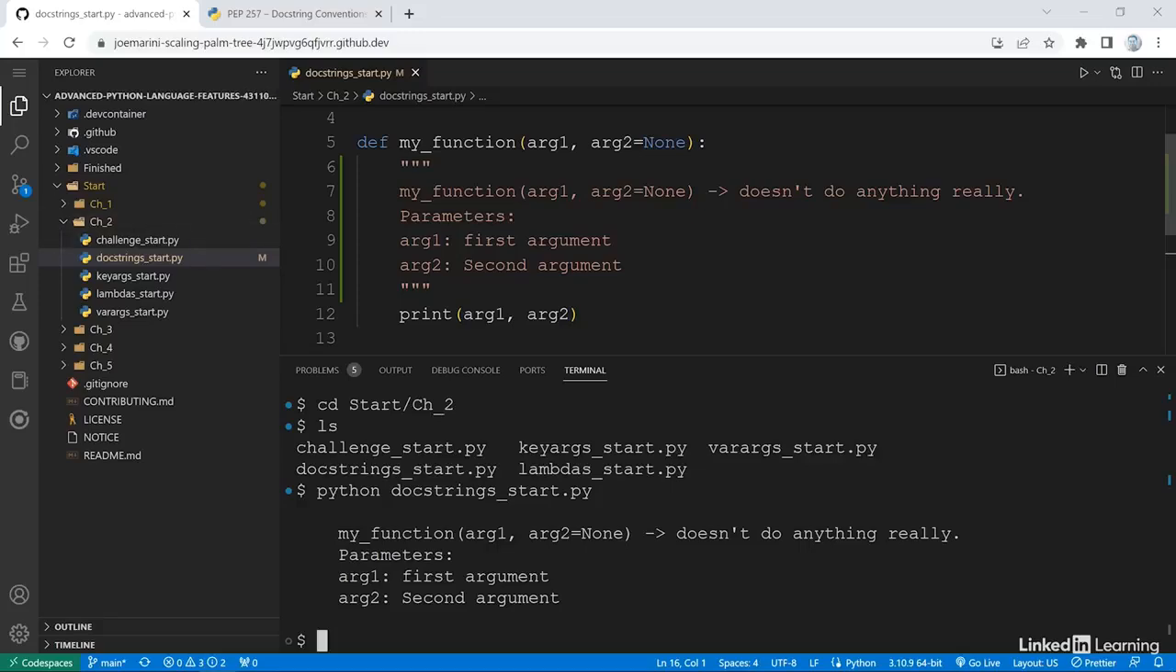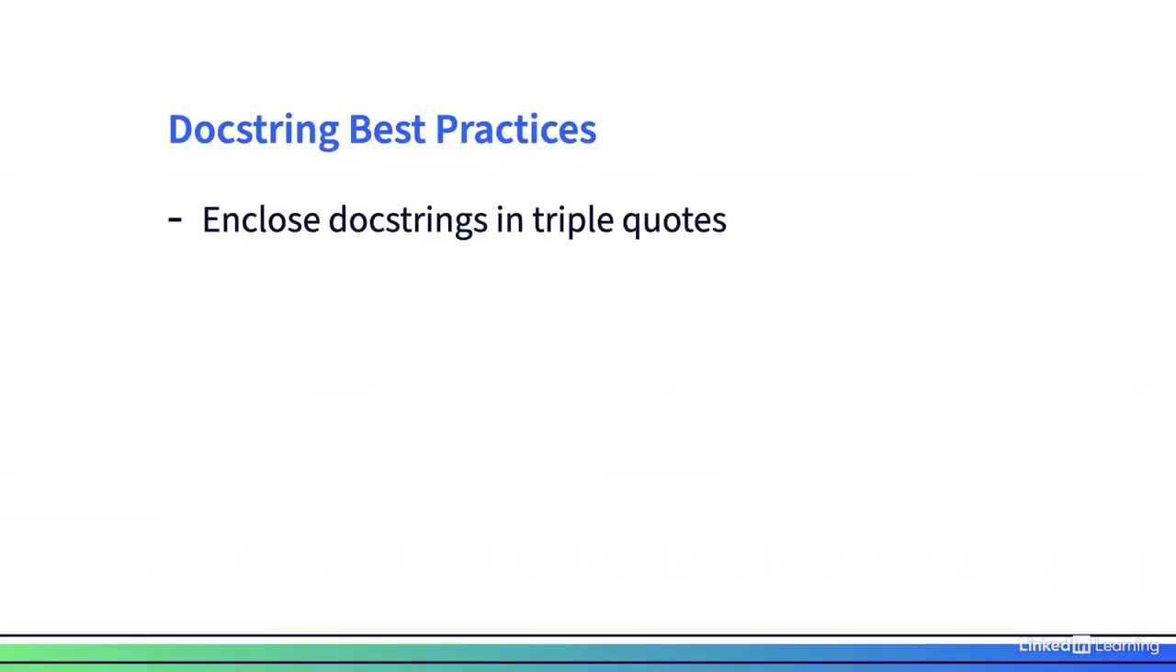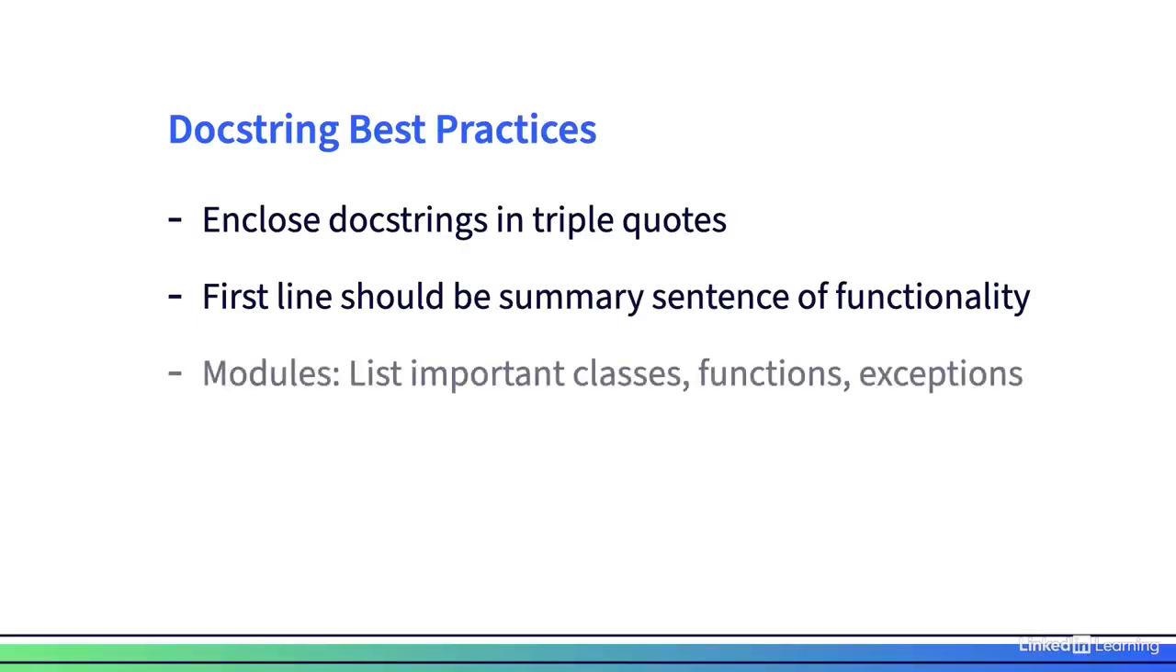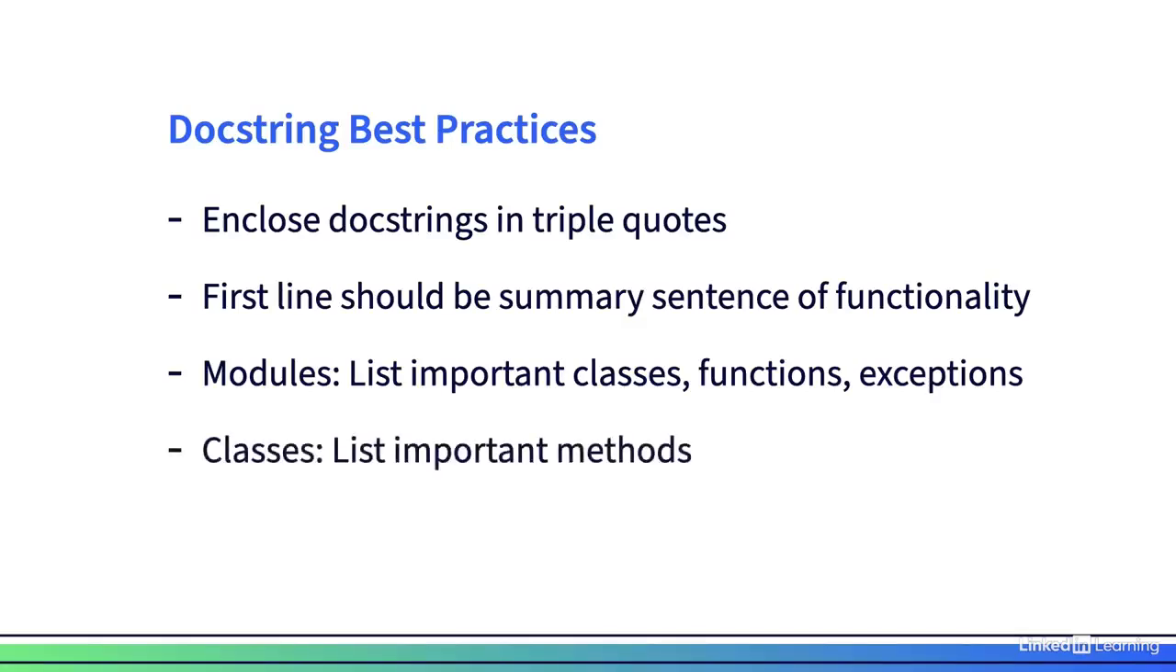Let's take a look at some of the best practices for writing good documentation strings. So first, docstrings should always be enclosed in triple quotes, even if they're only one line. This makes it easy to expand on them later. The first line of your docstring should summarize the function or the class or the module and what its main purpose is. For packages and modules, list the important classes and submodules that are contained within it, along with any custom exceptions that the developer needs to know about. For classes, list the important methods along with important information like any enums or static member functions or properties.